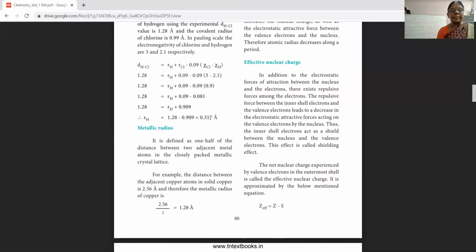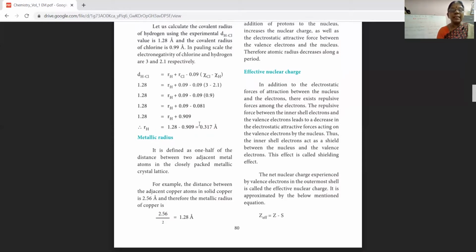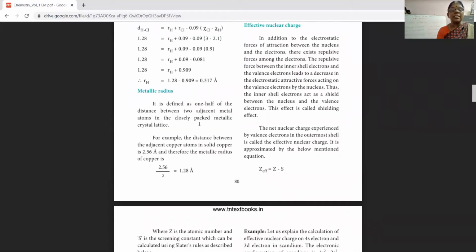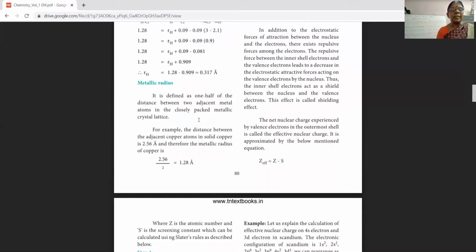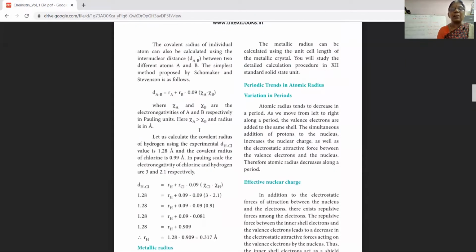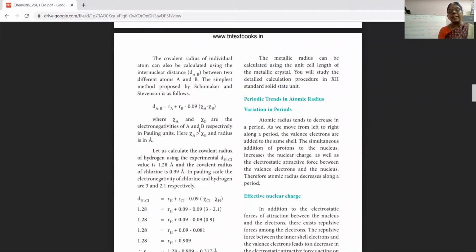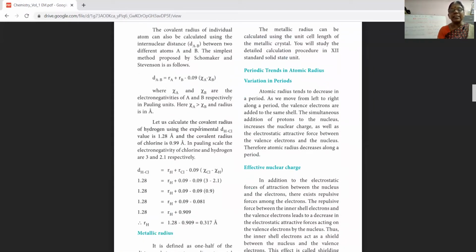Next is metallic radius. Metallic radius is defined as 1/2 of the distance between two adjacent metals, because in metals they are very closely packed. For example, the distance between adjacent copper atoms in solid copper is 2.56 angstrom, and therefore the metallic radius of copper is 2.56 divided by 2, which is equal to 1.28 angstrom. The metallic radius can be calculated using the unit cell length of a metallic crystal. You will study those things in detail in the lesson on solid state.